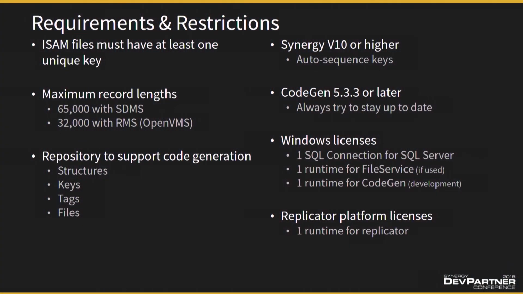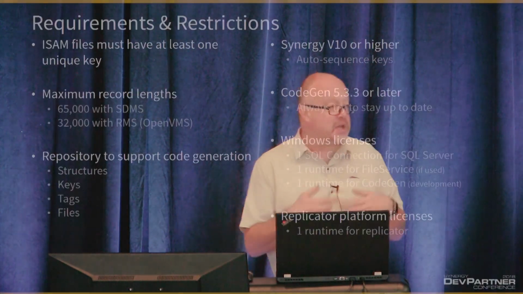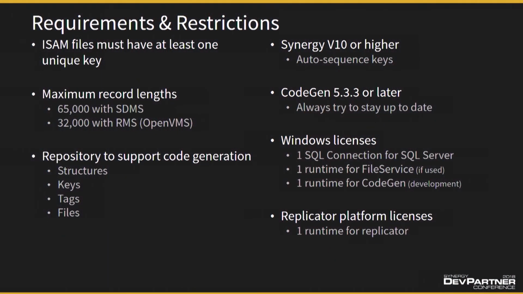Repository has to have structures, keys, tags, and files. You do need Synergy version 10 or higher because it uses auto-sequence keys. And also bear in mind that means that there is binary data in the queue file, so don't be using isload and isunload or things like that. You need to be using fconvert with counted files if you're manipulating the queue file for any reason. You will need at least CodeGen 5.3.3 for this environment currently, but if you're using CodeGen, stay up to date with the latest version.